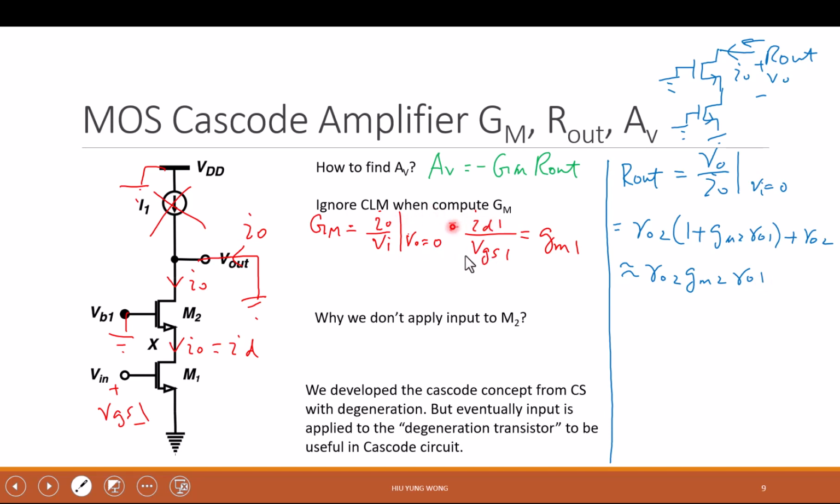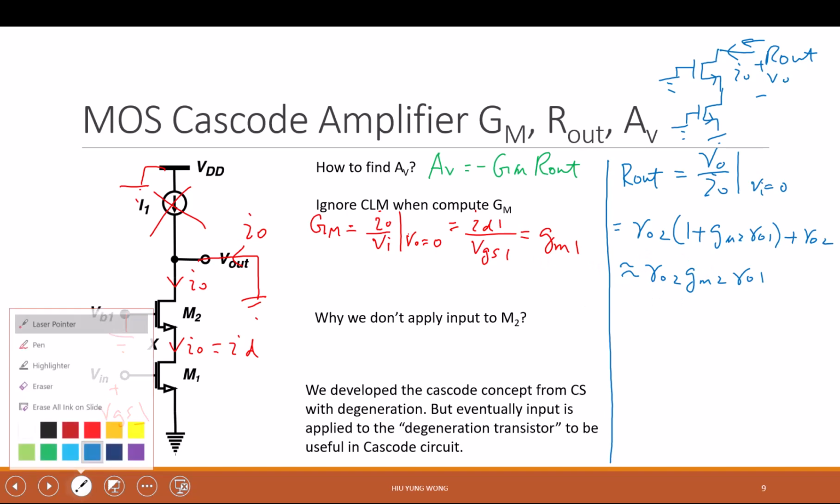Only when we compute the GM, right? Because if I claim there's no channel length modulation, then it will be infinite output impedance. Yeah. So again, in engineering, you need to do different types of approximation at the right time. This is the difficult part.